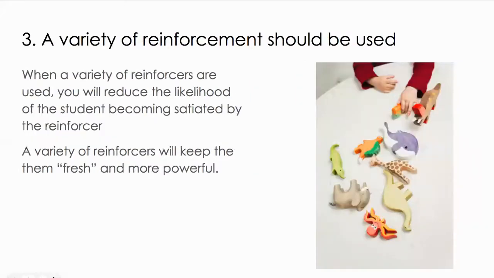Rule number 3, a variety of reinforcers should be used. So when a variety of reinforcers are used, you will reduce the likelihood of the student becoming satiated. So satiation is a behavioral term for becoming tired of the reinforcer. A variety of reinforcers will keep them fresh and more powerful. So just like anything, I love M&Ms, but if I had open access and I ate M&Ms all day long, eventually I would satiate and I would say, I cannot even look at one more M&M. That will make me sick. So you want to use a variety of different things and mix it up.